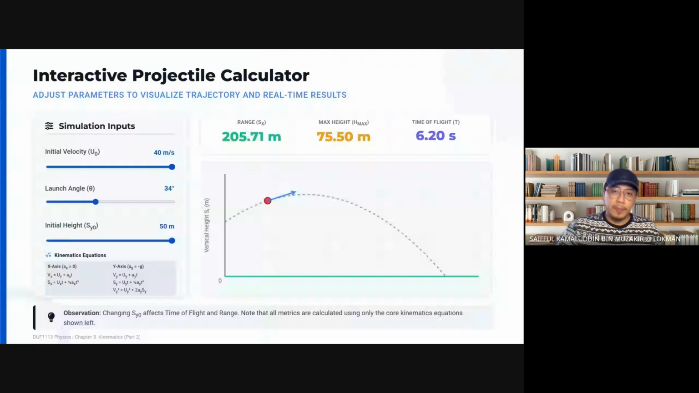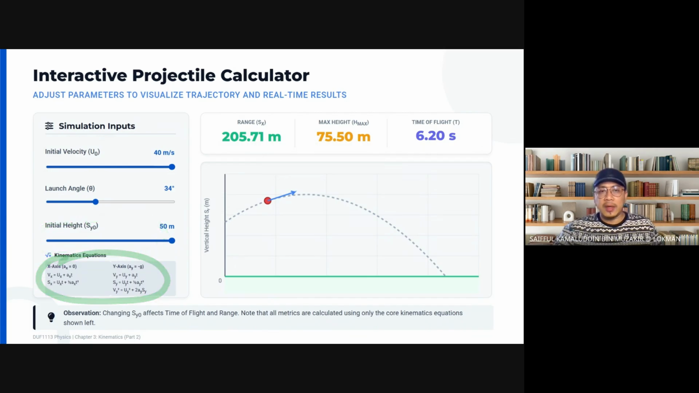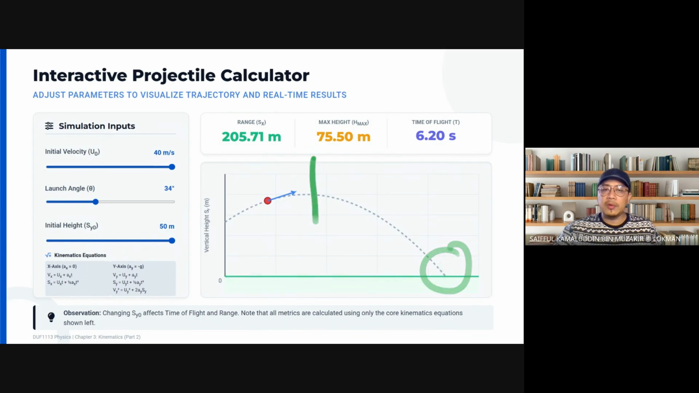Right? So play around with this one. The initial velocity, launch angle, the initial height, using these equations. Try to find the sx, try to find the maximum height. Maximum height means sy. This is sy, this is sx. This is time of flight. Time of flight, the whole flight from initial to final over here. Or you could use half of the flight, time.